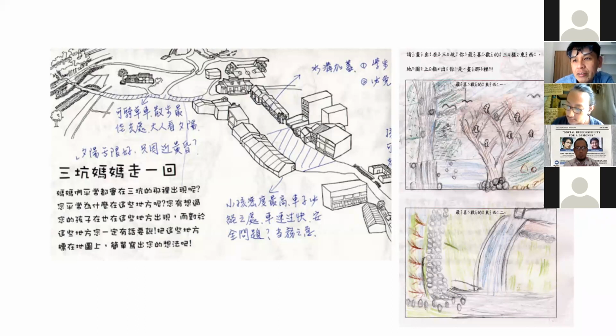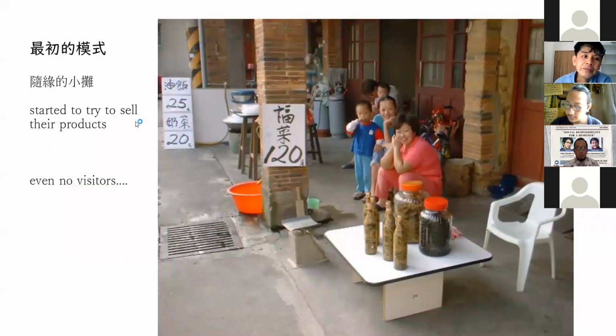So we just briefed that to our government, and something really happens. And some of the residents try to sell their products. Even with no visitors, it's like a chance. Even with no visitors, they were happy to try to sell some good things, their agricultural products.